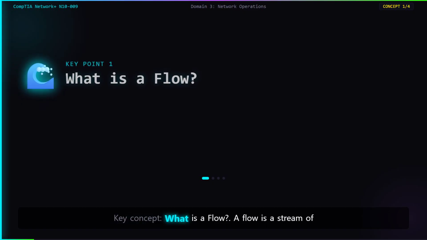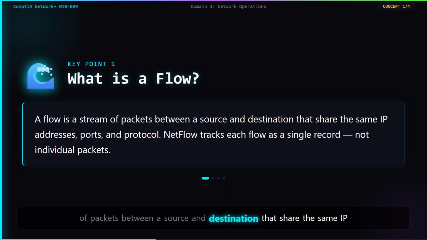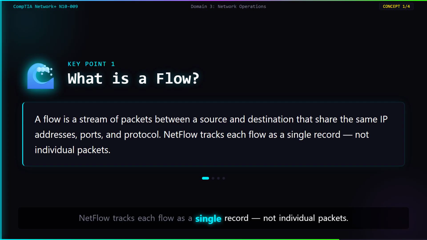Key concept: what is a flow? A flow is a stream of packets between a source and destination that share the same IP addresses, ports, and protocol. NetFlow tracks each flow as a single record, not individual packets.